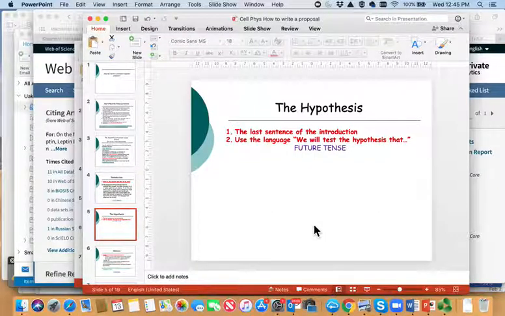And then the last sentence of the introduction will be, we will test the hypothesis that, in future tense, this is going to happen in the future, this spring. So the idea is you're leading all the way up. Here's why this is a cool problem. Here's what's been done before. Here's the part that hasn't been done. Here's why if we do this, it'll save the world. And then we will test the hypothesis of that. That's the end of your introduction.